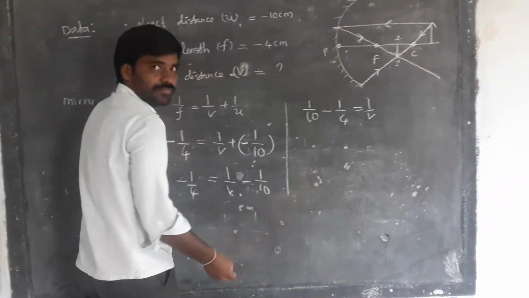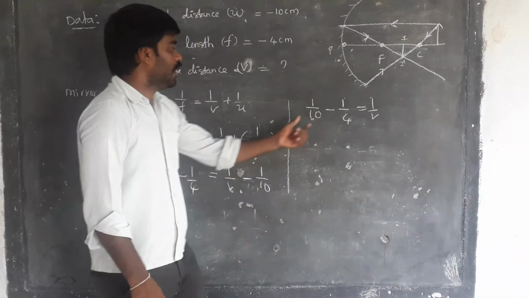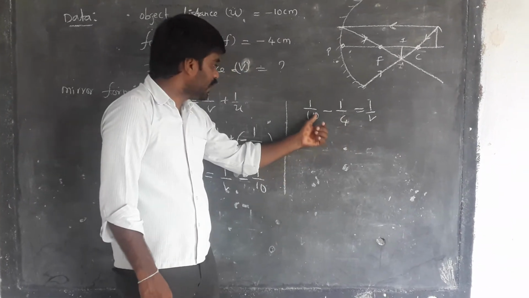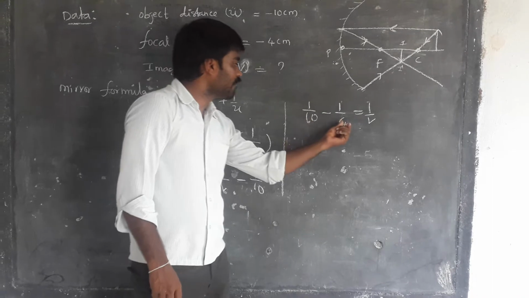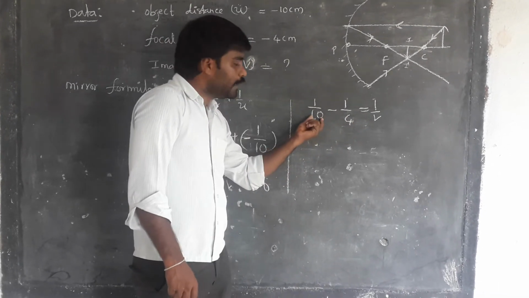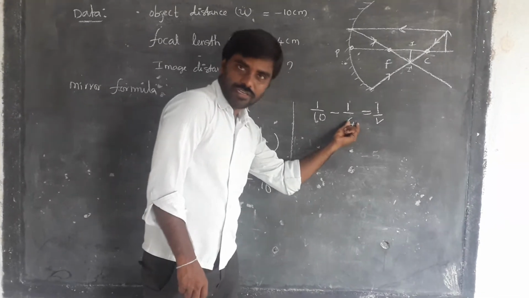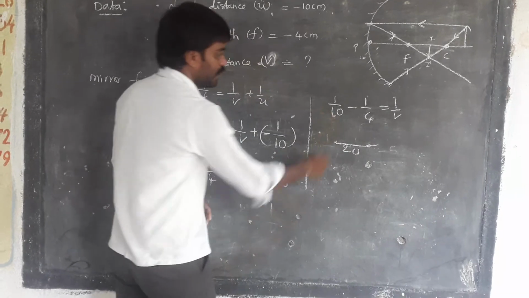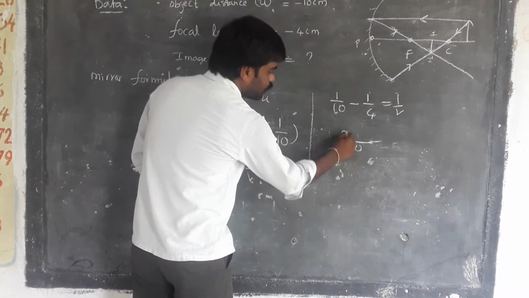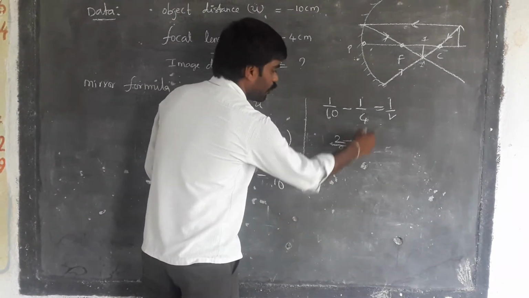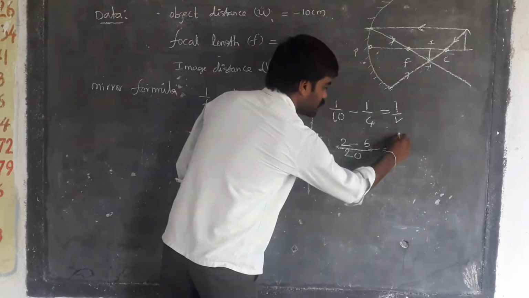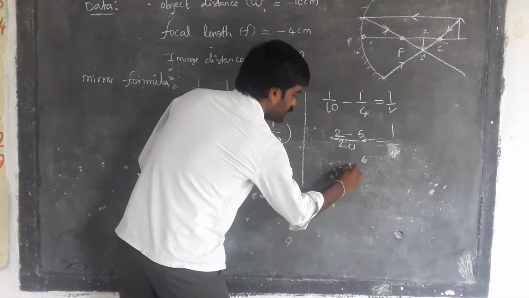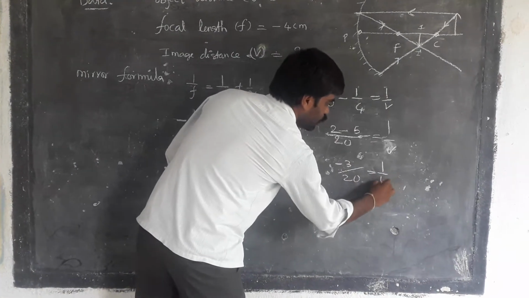Take the LCM. So to know the LCM, what is the minimum number which is able to cancel these two terms? Here 10 is having a value and 4 is having a value. 10 2s are 20, 4 5s are 20. So that is the LCM number. So here 20 is the LCM number. Then 10 will cancel the 20 with 2 times, and 4 will cancel the 20 with 5 times, that is equals 1 by v. Then 2 minus 5 is equal to minus 3 by 20, that is equals to 1 by v.